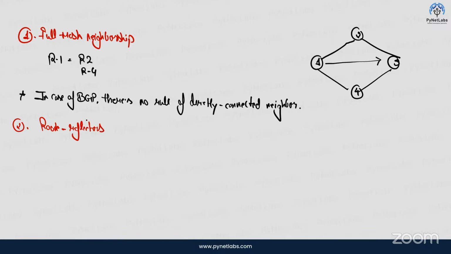So route reflectors are there. This is an alternate solution to the full mesh neighborship. To configure the full mesh neighborship right now, you can see I have already shared the same thing with you guys. Let me reshare my lab screen now.